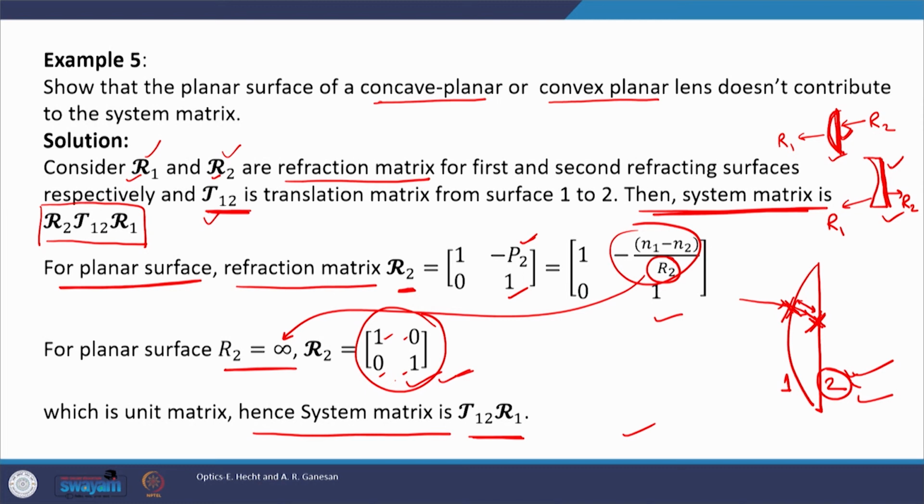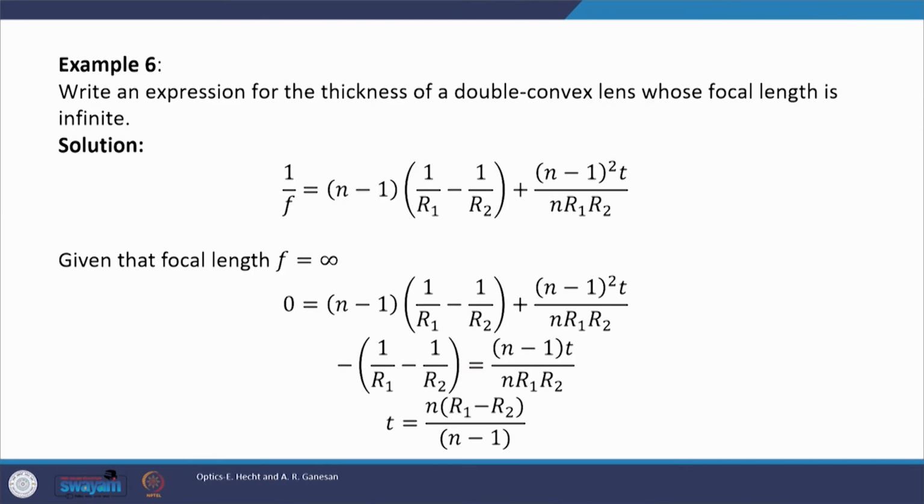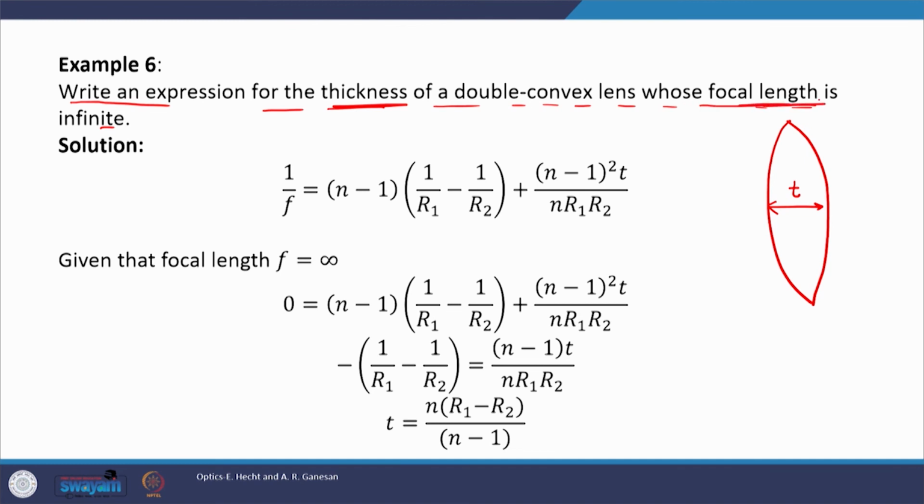Now, we will move to the next problem, which states: write an expression for the thickness of a double convex lens whose focal length is infinite. We have a double convex lens, and it is asking for the thickness of a double convex lens. It means it is a thick lens. What is given? It is given that the focal length of this double convex lens is infinite. f is equal to infinity.